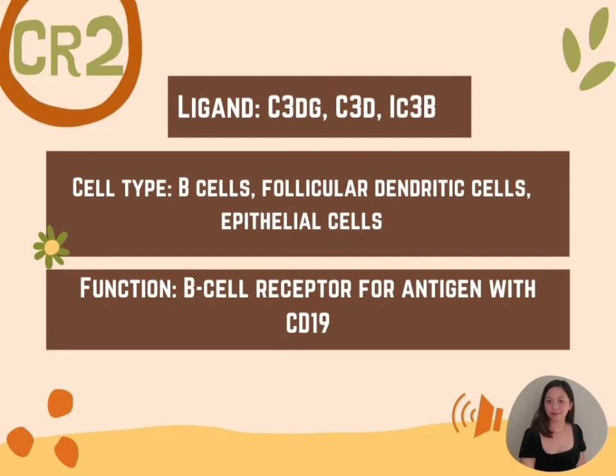The ligands for CR2 include degradation products of C3b such as C3dg, C3d, and iC3b. The cell types of CR2 are B cells, follicular dendritic cells, and epithelial cells. The function of CR2 is as the B cell receptor for antigen with CD19. Acting in concert with CD19, it binds complement-coated antigen and cross-links it to membrane immunoglobulin to activate B cells.